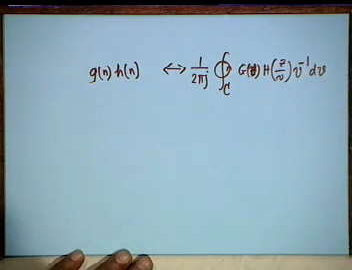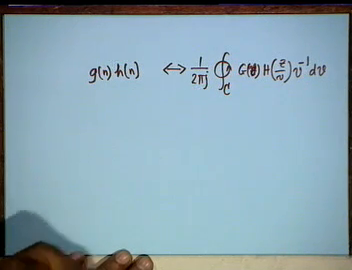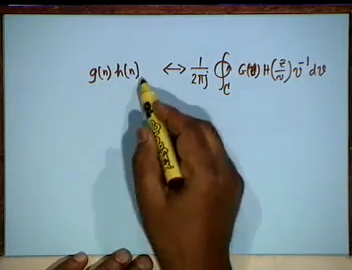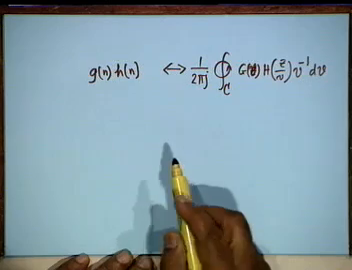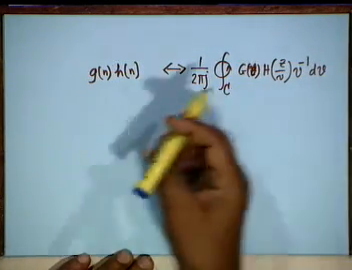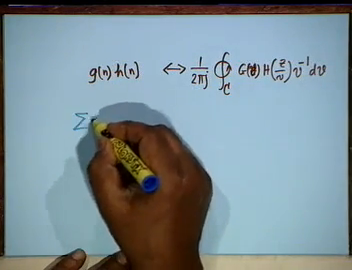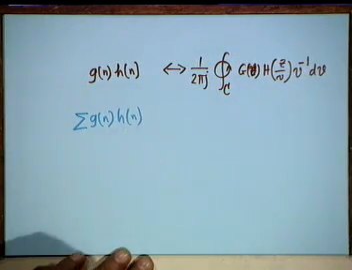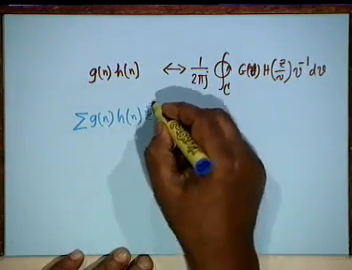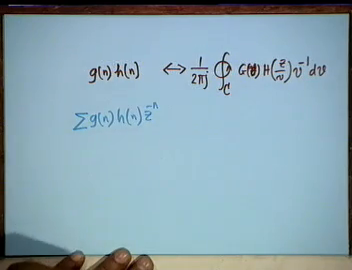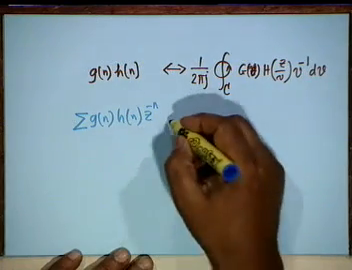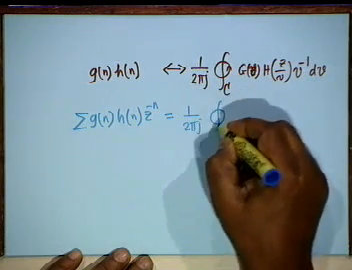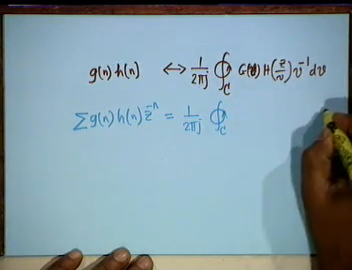Now, the z transform of this is this quantity. So I can write the summation of g(n) h(n) z to the minus n. This is by definition the z transform, n going from minus infinity to plus infinity. This should be equal to 1 over 2 pi j multiplied by this integral. Okay.